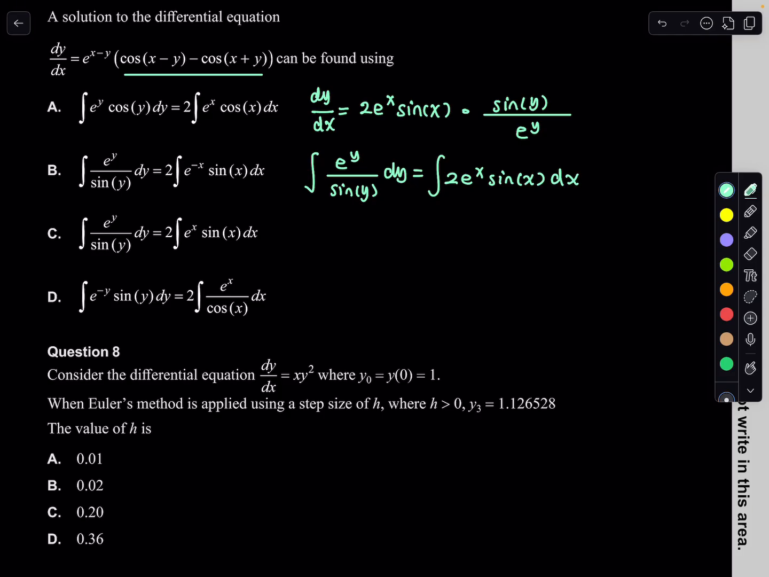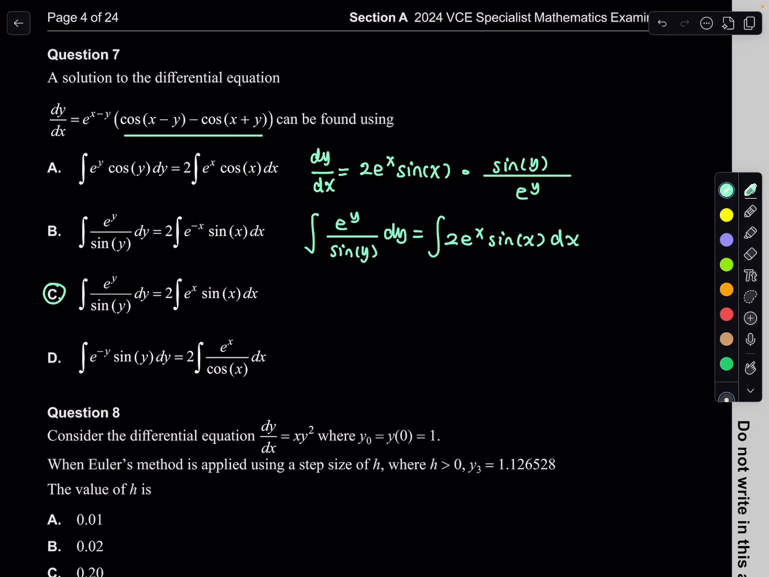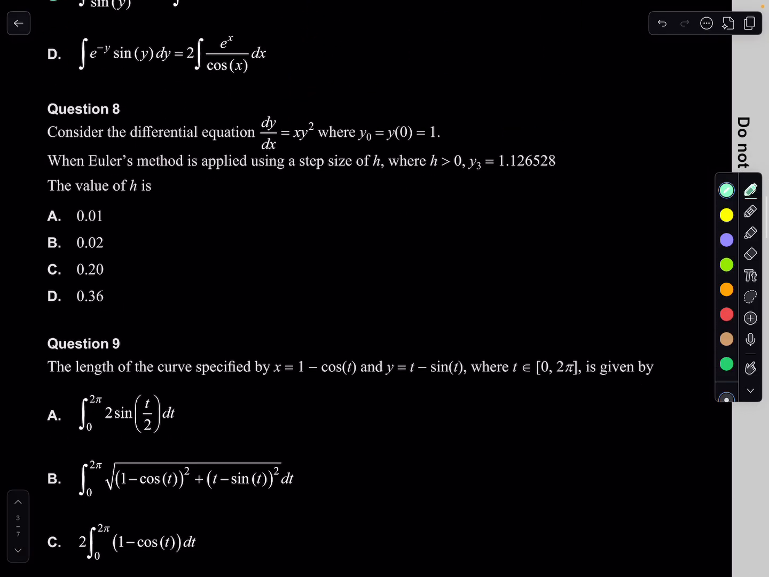And which one looks like that? Okay, so we got e^y sine y dy, 2e^x sine x. It looks like C is that answer for 7. So 7C. Beautiful. Next question, question 8.